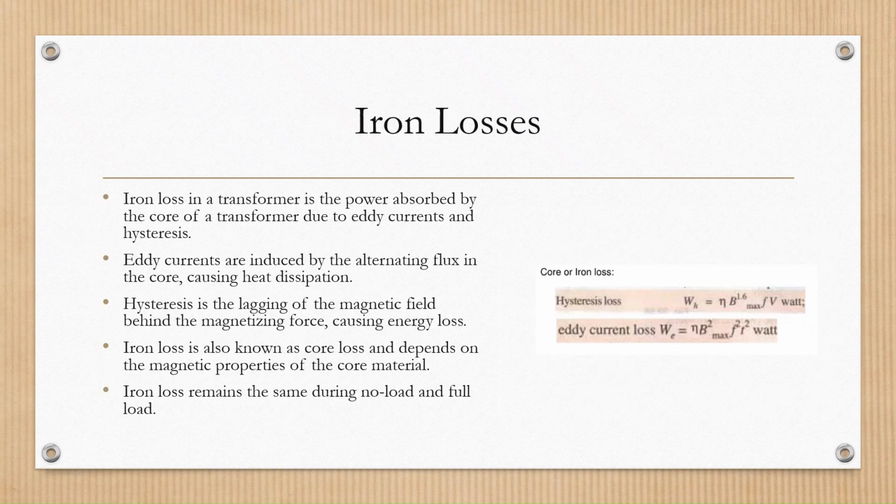Iron loss in a transformer is the power absorbed by the core of a transformer due to eddy currents and hysteresis. Eddy currents are induced by the alternating flux in the core, causing heat dissipation. Hysteresis is the lagging of the magnetic field behind the magnetizing force, causing energy loss. Iron loss is also known as core loss and depends on the magnetic properties of the core material. Iron loss remains the same during no load and full load.